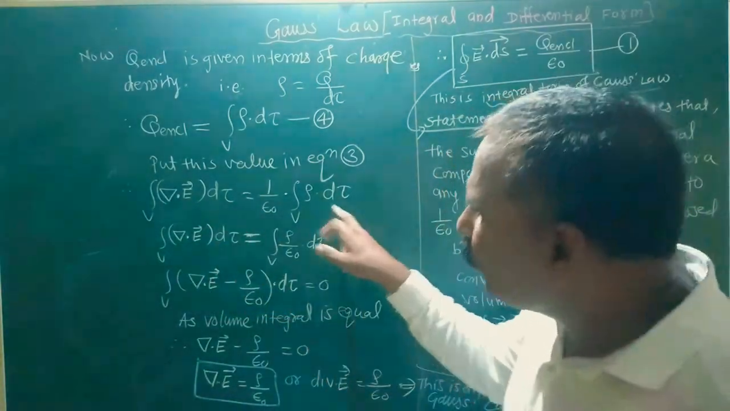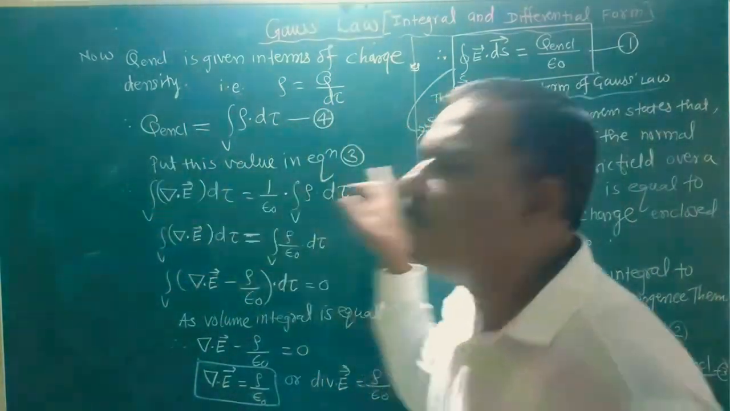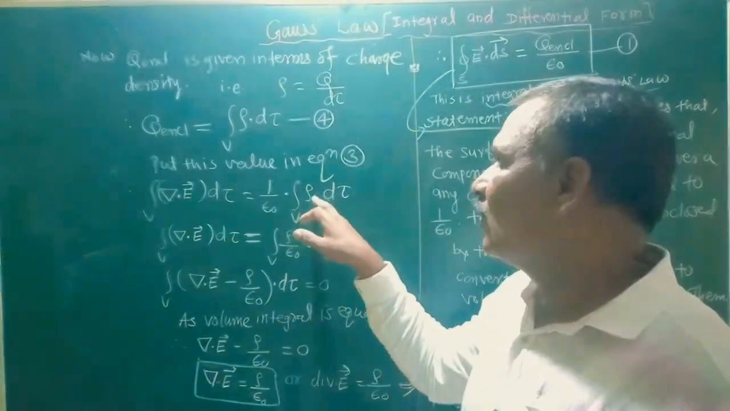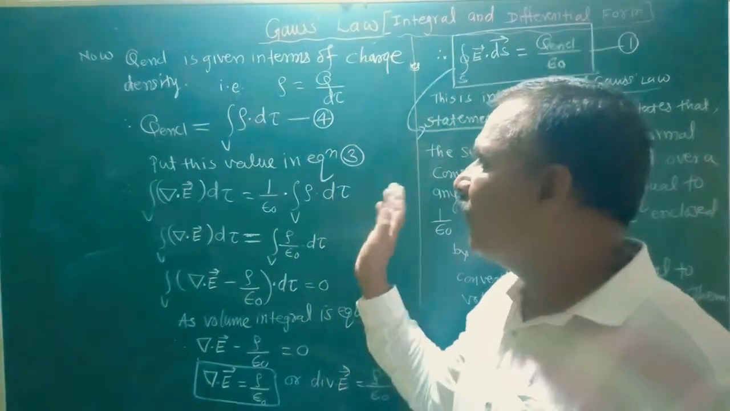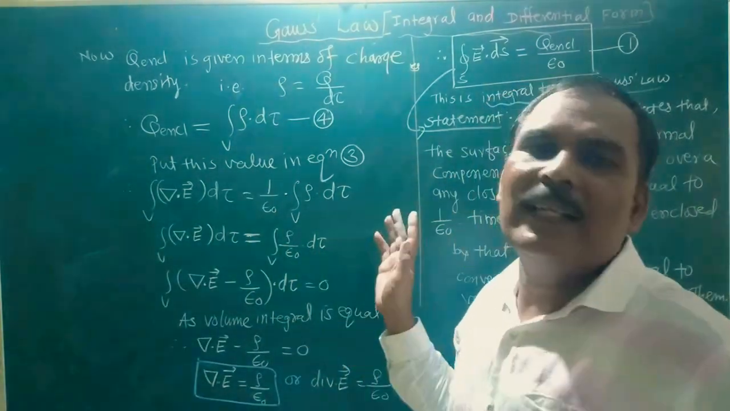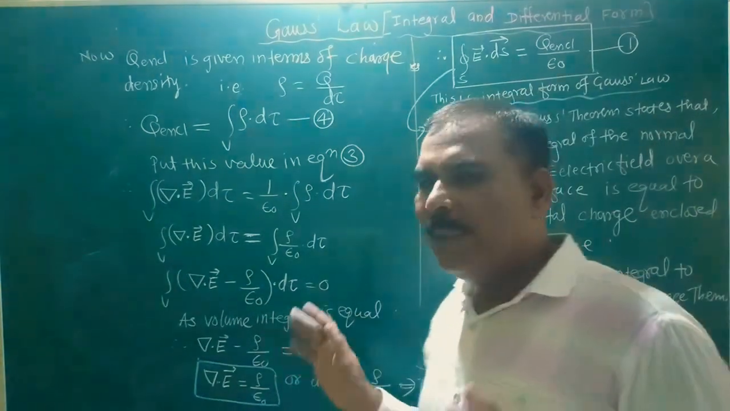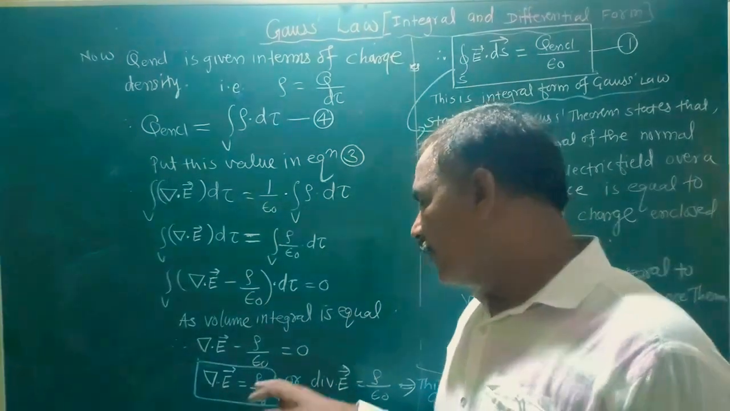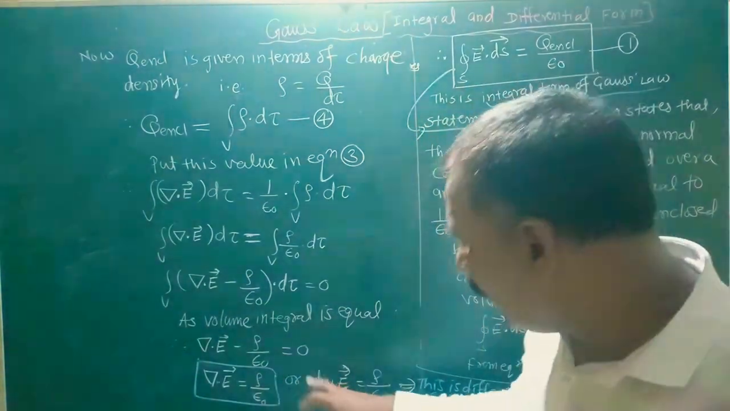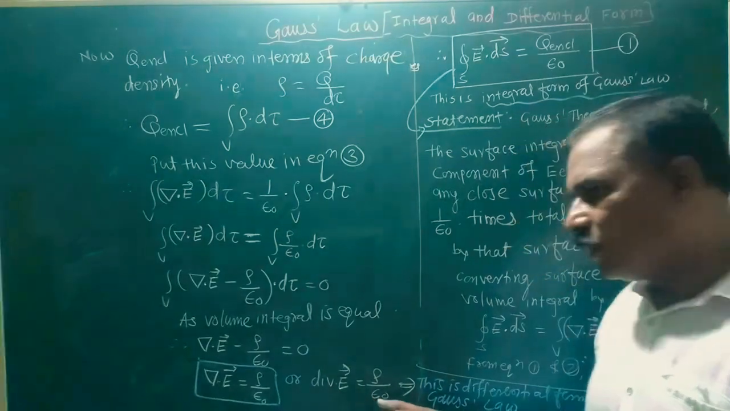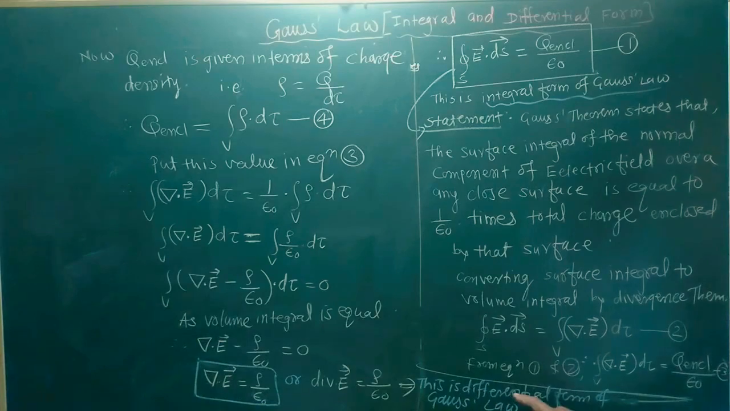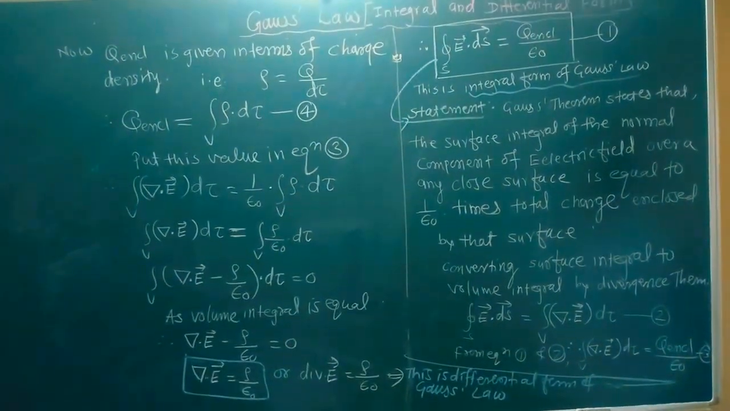Here, on both sides we have volume integration, so volume integration vanishes with volume integration. And finally we directly get divergence of E is equal to rho upon epsilon 0. Or, taking this common and then vanishing the volume integration, we get divergence of E bar is equal to rho upon epsilon 0. And this is called the differential form of Gauss law.